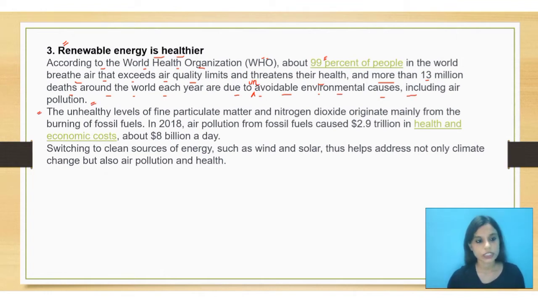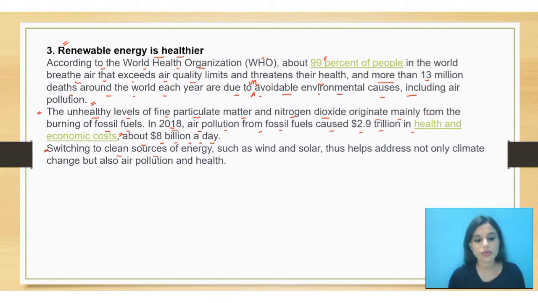The unhealthy levels of fine particulate matter and nitrogen dioxide originate mainly from the burning of fossil fuels. In 2018, air pollution from fossil fuels caused $2.9 trillion in health and economic costs, about $8 billion a day. So you can talk about how not using renewable resources is contributing to more and more pollution day by day, and how too much use of fossil fuels is actually harming the atmosphere.